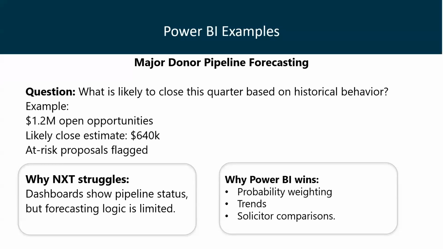Major donor pipeline forecasting. What is likely to close this quarter based on historic behavior? So the number of open opportunities gives you a likely close estimate, and can also flag at-risk proposals. So, NXT could show you the number of open opportunities, but those other pieces it would struggle with. But Power BI can do probability weighting, trends, solicitor comparisons, things like that.